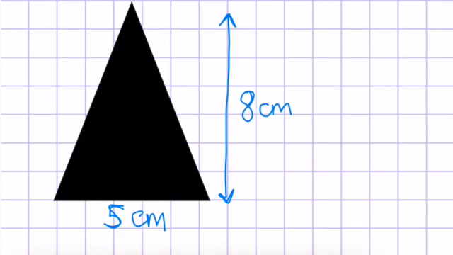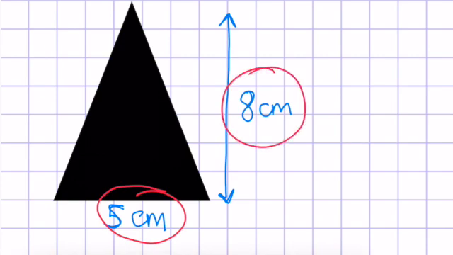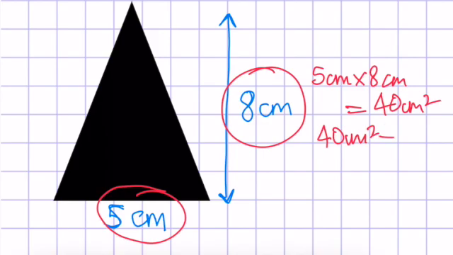Next one, we have got another triangle. The base is 5 centimetres and the height is 8 centimetres. So we do the base times the height. So we do 5 centimetres times 8 centimetres, which is 40 centimetres square. That's the area. However, we have to half it to find the actual area. So we do 40 centimetres square divided by 2, which is half. Remember, divide by 2 means half, and that's 20 centimetres square. So those are some examples.